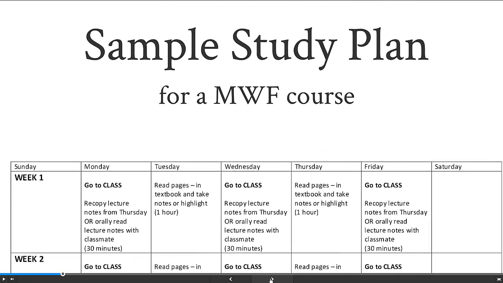Here you see week one of the study plan. Go to classes in capital letters. That's because it's critically important to make sure you go to class. Then you'll notice one active study strategy each day of the week except Saturday.